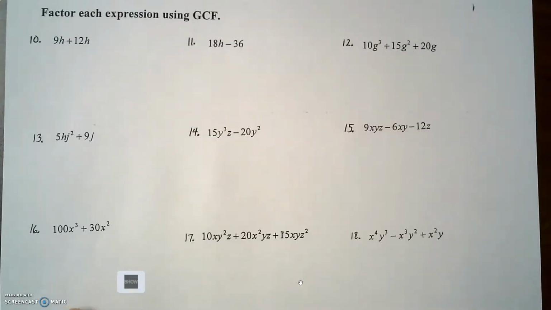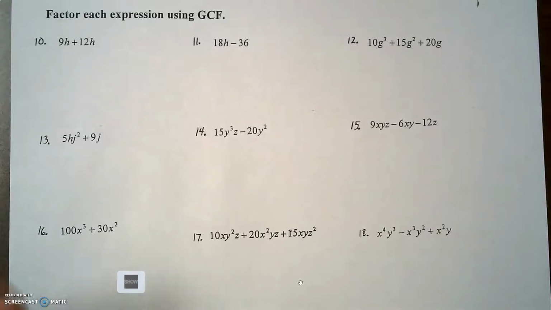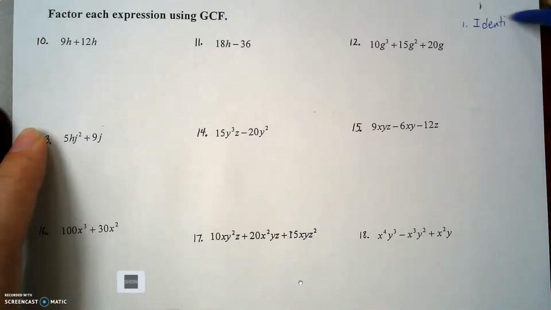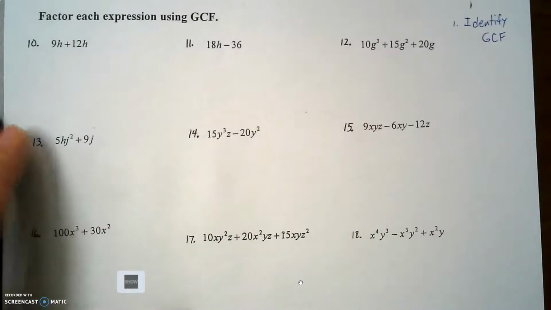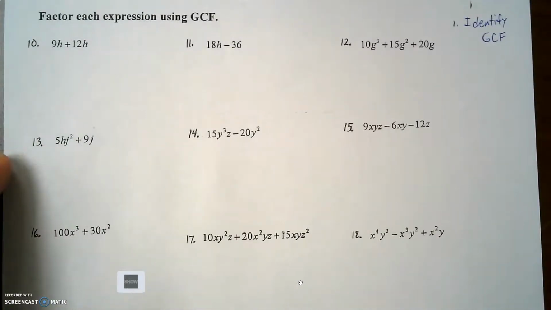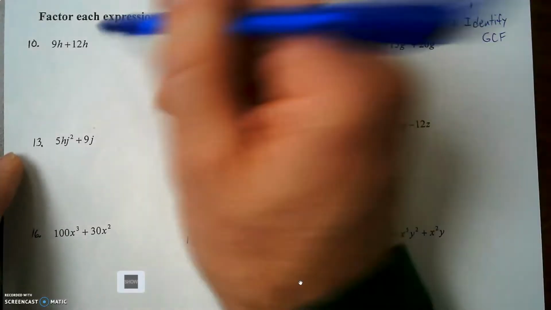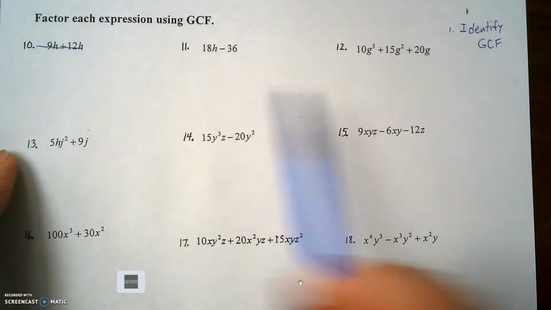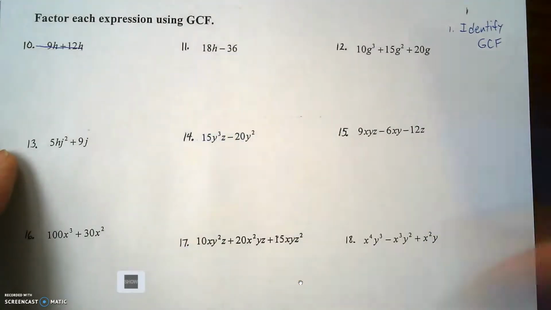So now these are the actual practice problems. The first thing you will do, I'll write it over here and move it so you can see it, is identify the GCF, just like we did above. We're going to skip number 10 actually, because they're like terms, and we'll just bypass that one. So let's look at 11. 18 and 36.